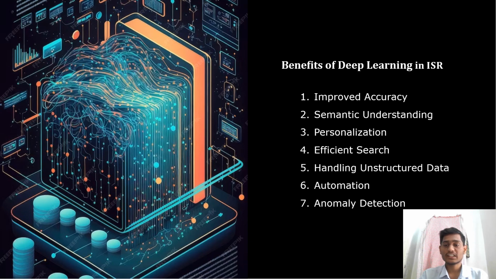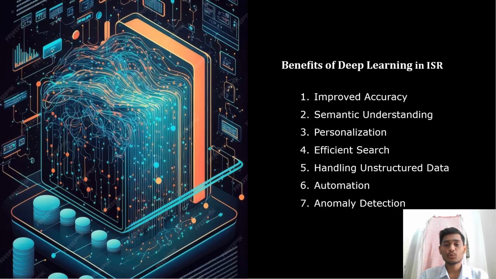The fourth one is efficient search. Deep learning can enhance search engines by improving the relevance of search results. It can understand the user's queries and match them with relevant documents or objects more accurately, reducing irrelevant searches.